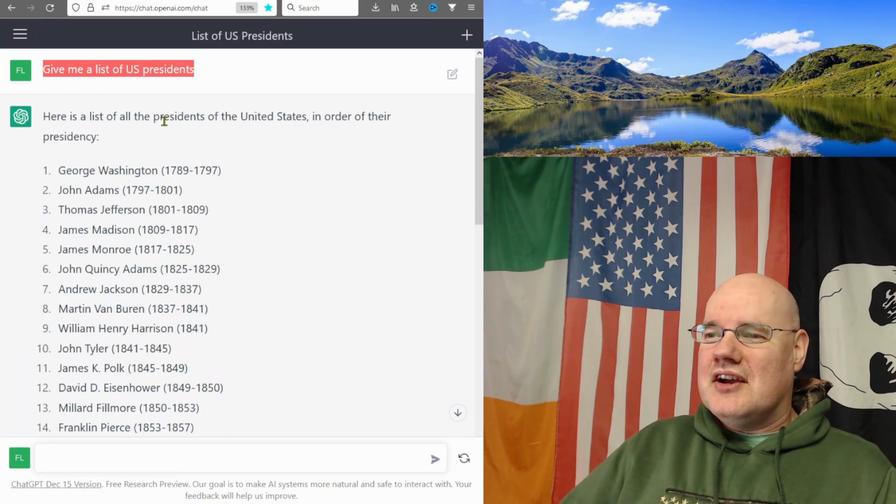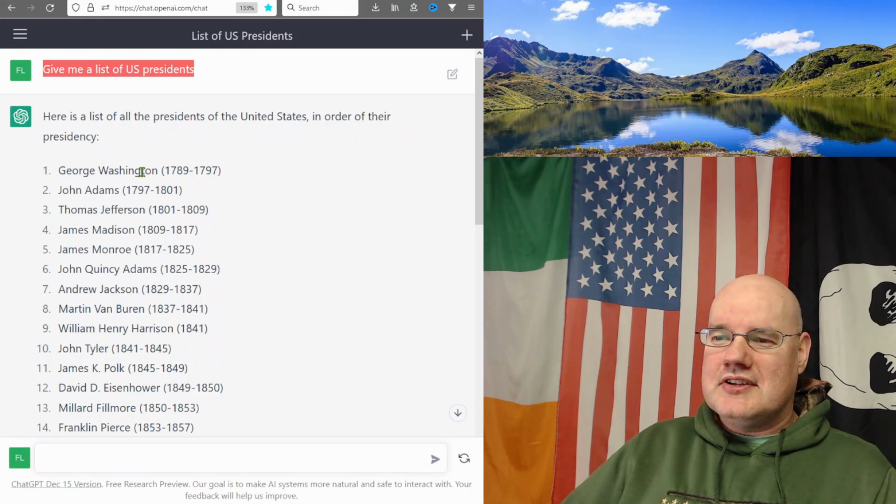So here's a list of the presidents of the United States in order of their presidency. I don't know all of these off by heart, but let's go through some of these. George Washington, that sounds about right. George Washington, the first president of the U.S., and these dates look correct. So far so good. John Adams, yes, he was the second president. Thomas Jefferson, Madison, Monroe, John Quincy Adams, who was related to John Adams, son or grandson or something.